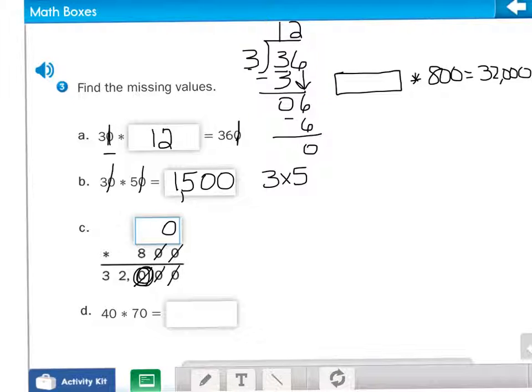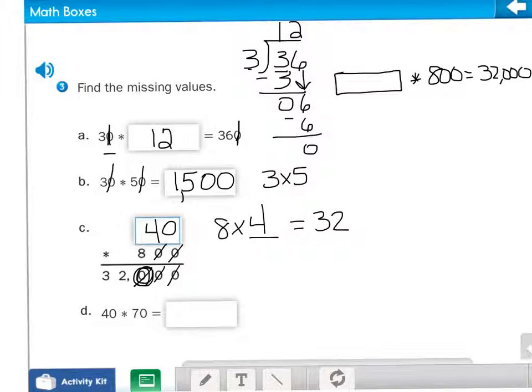Now I'm looking at 8 times what equals 32. Again, a little bit easier math for you. And we know that 8 times 4 equals 32. So my answer here for C is going to be 40. Okay, so 40 times 800 is 32,000.